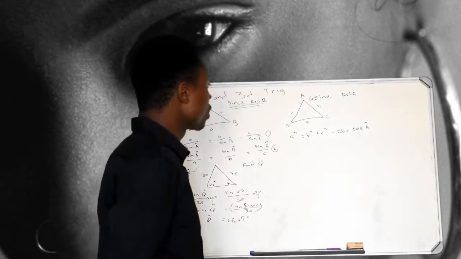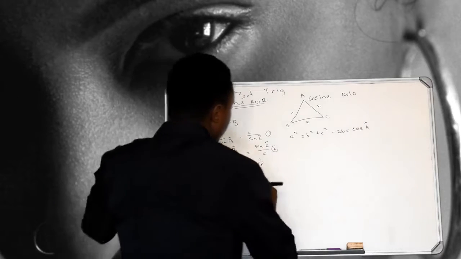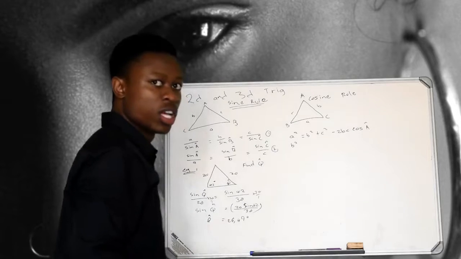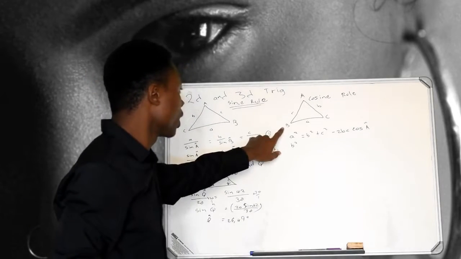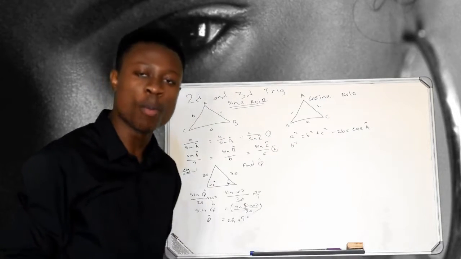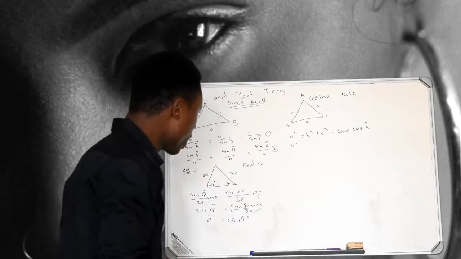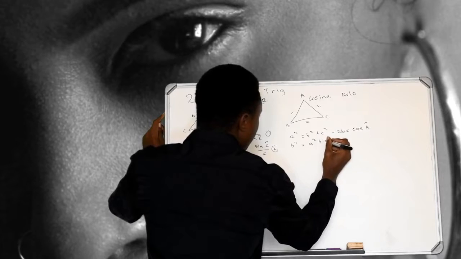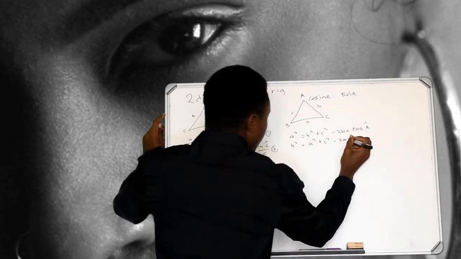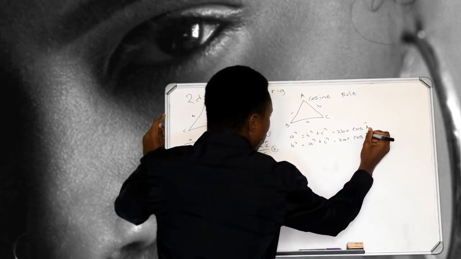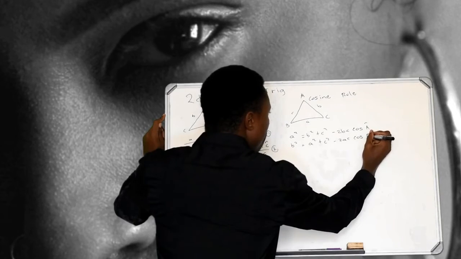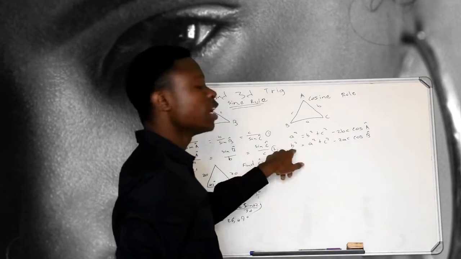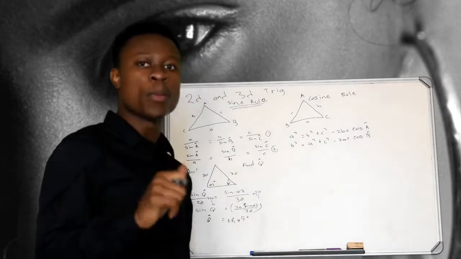So this is the first variation. There's another variation. Let's say you know angle B, which is this one here. That means you have to work with the opposite side, which is B squared. So it becomes B squared is equal to A squared plus C squared minus 2AC cos, what's the angle that you know? B, which is angle B. So you have to know either the opposite side or the opposite angle.